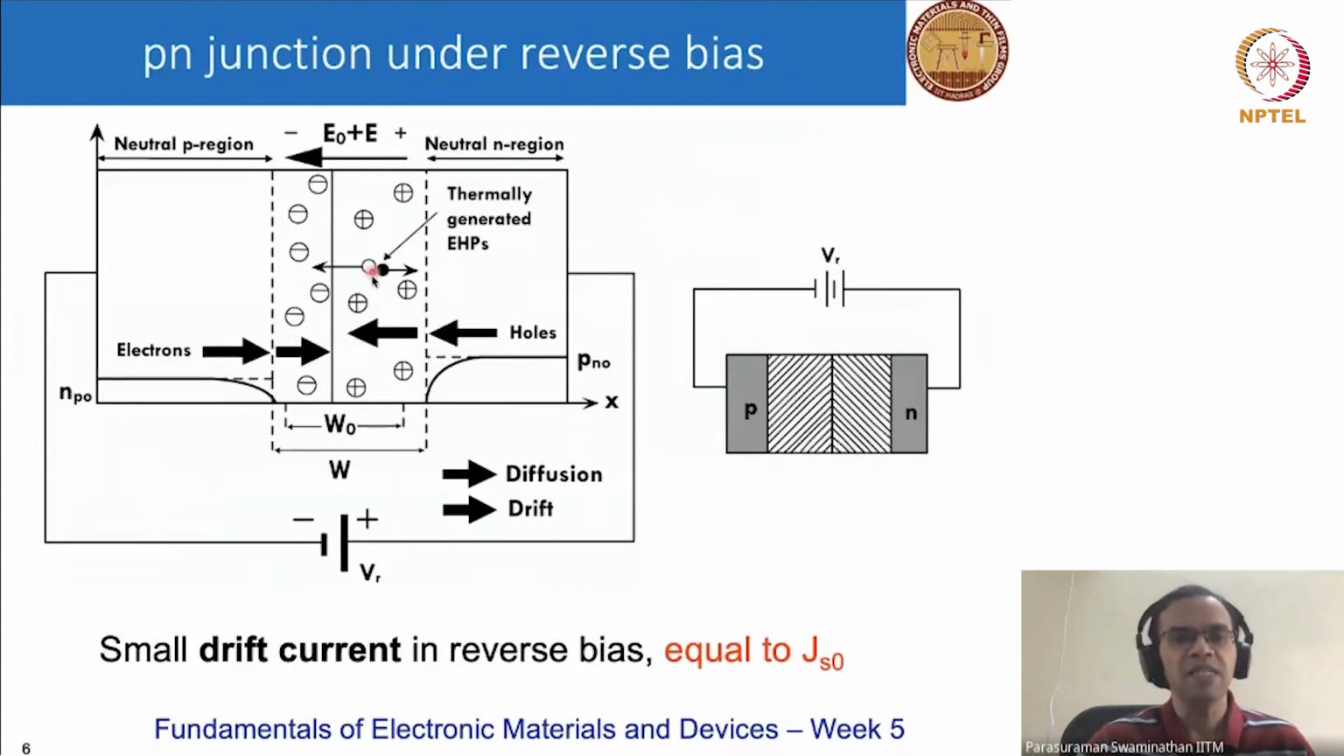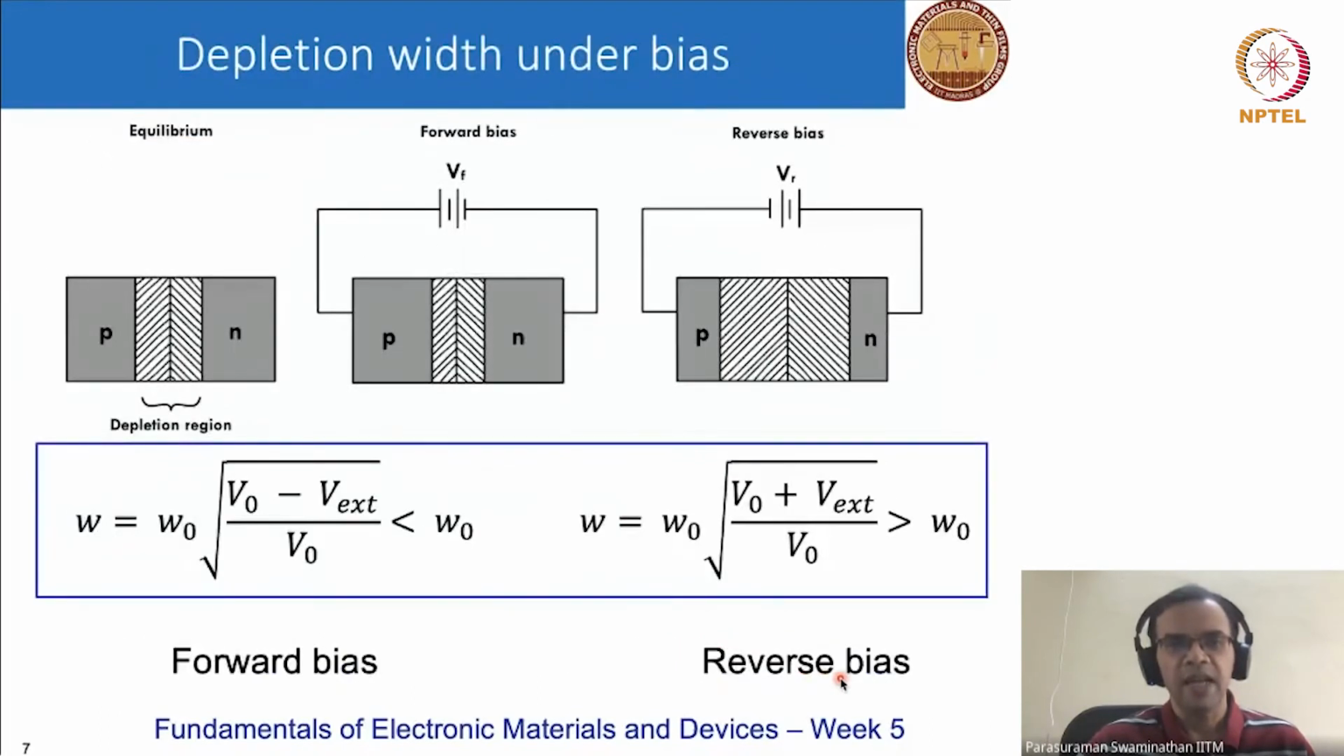We have thermally generated electron-hole pairs in the depletion region, and because of the potential, these thermally generated carriers get separated, and they constitute a small dark current, which is nothing but the drift current, and this is equal to Js0. So a PN junction essentially acts as a rectifier. In forward bias, we have an exponentially increasing current, while in reverse bias, we have a very small drift current.